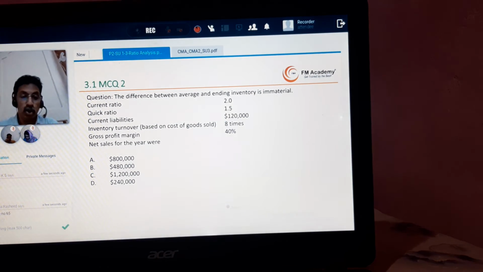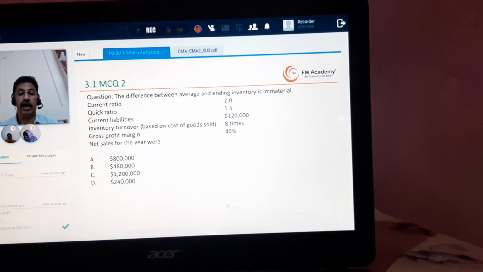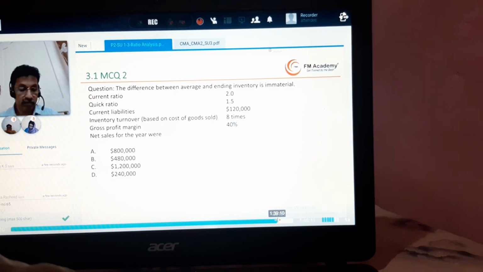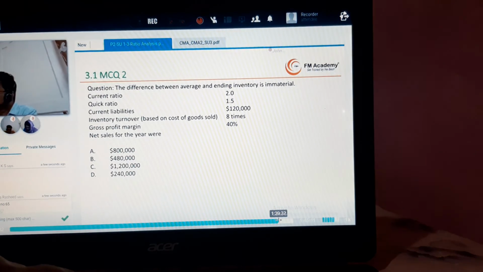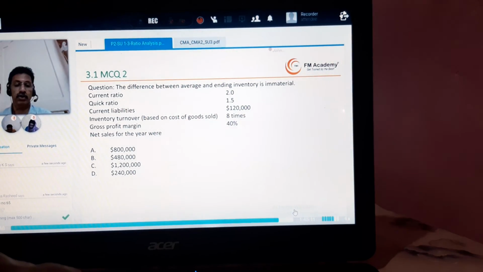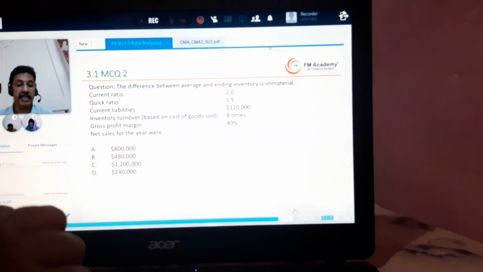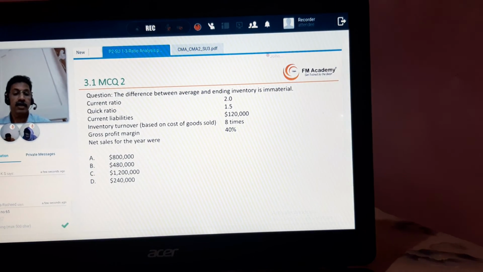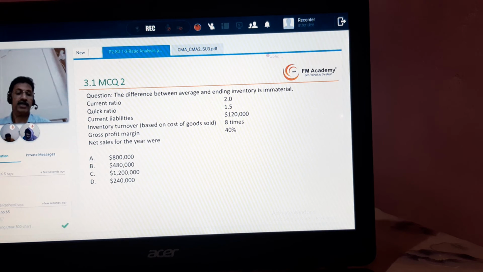Next, do this problem, then give me your answer in the poll. Solve it in the same way which I have told you, but here the question is to find the net sales when you are given cost of goods sold and GP margin. 1 minus GP margin is the cost of goods sold percentage. 40% is the GP margin, which means 60% is the cost of goods sold percentage. Cost of goods sold divided by cost of goods sold percentage will give you the net sales.